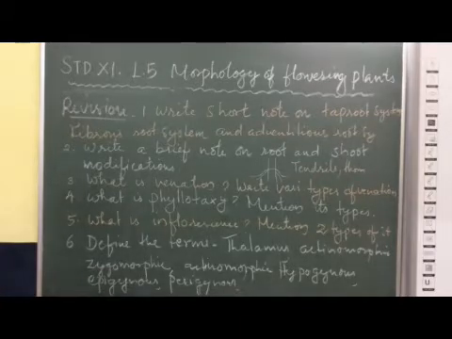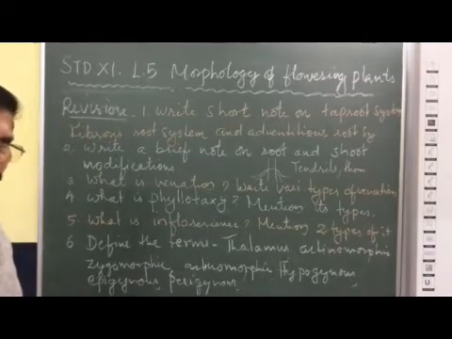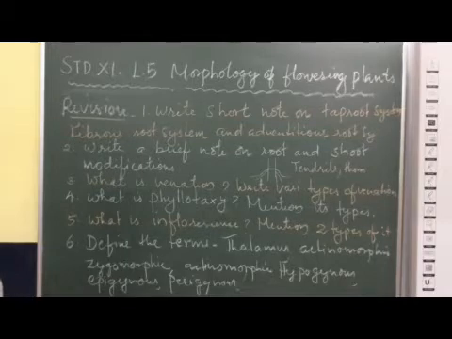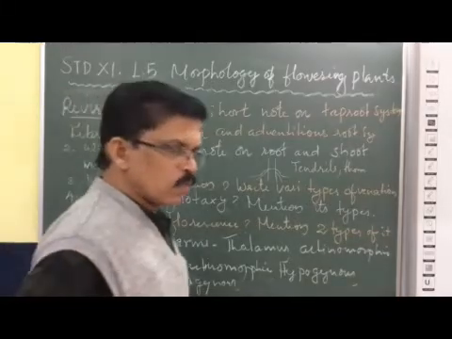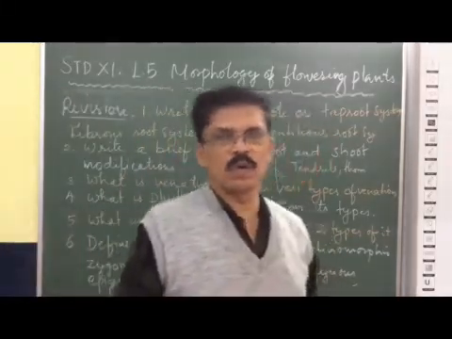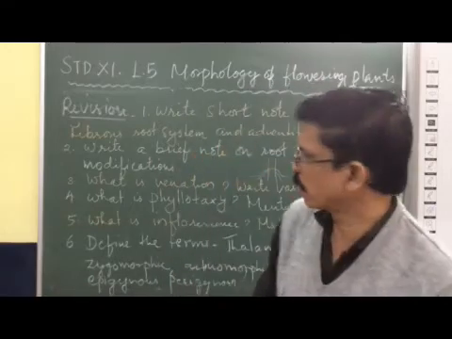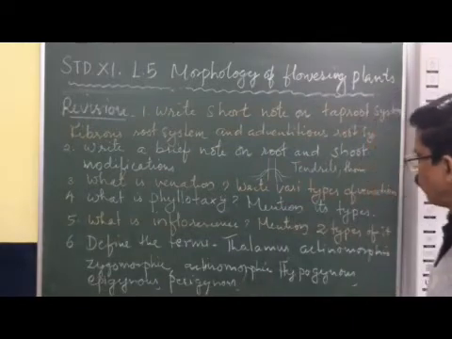Now, what is phyllotaxy? Phyllotaxy is the arrangement of leaves on the bud or stem. There are 3 types of phyllotaxy: alternate phyllotaxy, opposite phyllotaxy, and whorled phyllotaxy. Clear? Now, the fifth one.